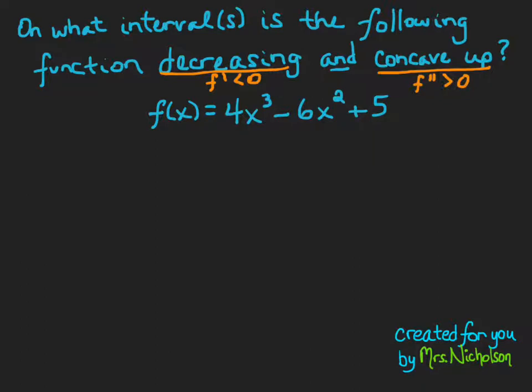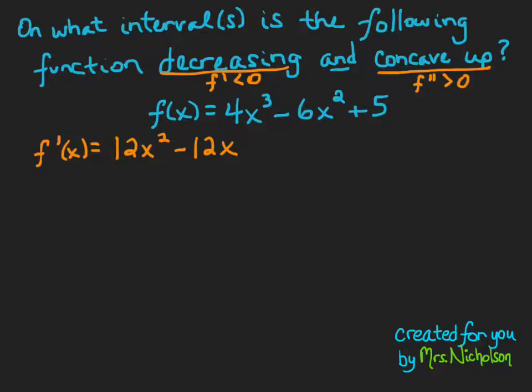I'm going to go ahead and start by taking a derivative, and let's answer that decreasing question first. Let's find the intervals where our function is decreasing. So I'm going to find f prime, find the derivative, and it's equal to 12x squared minus 12x. That's my derivative.